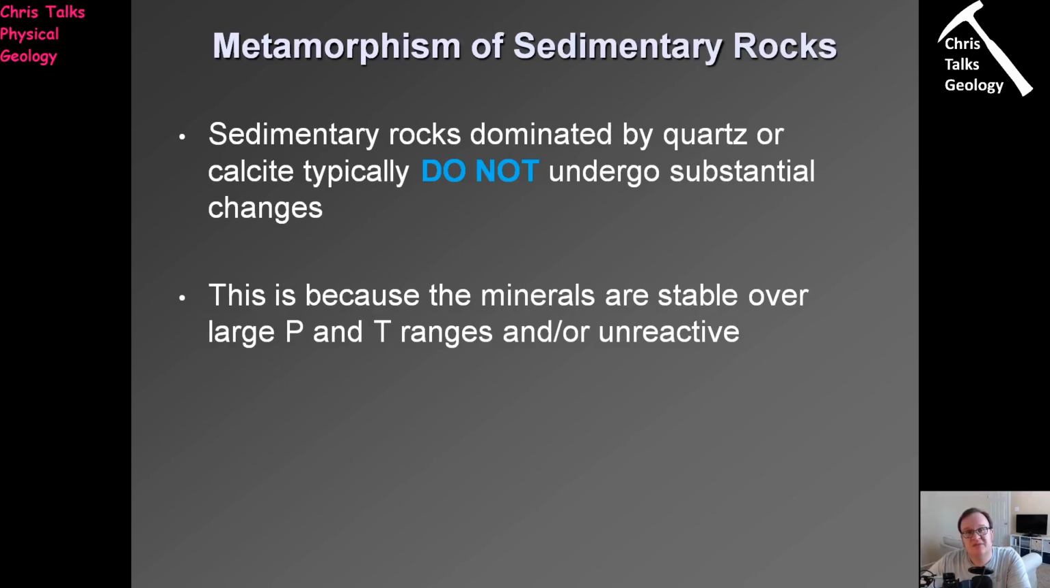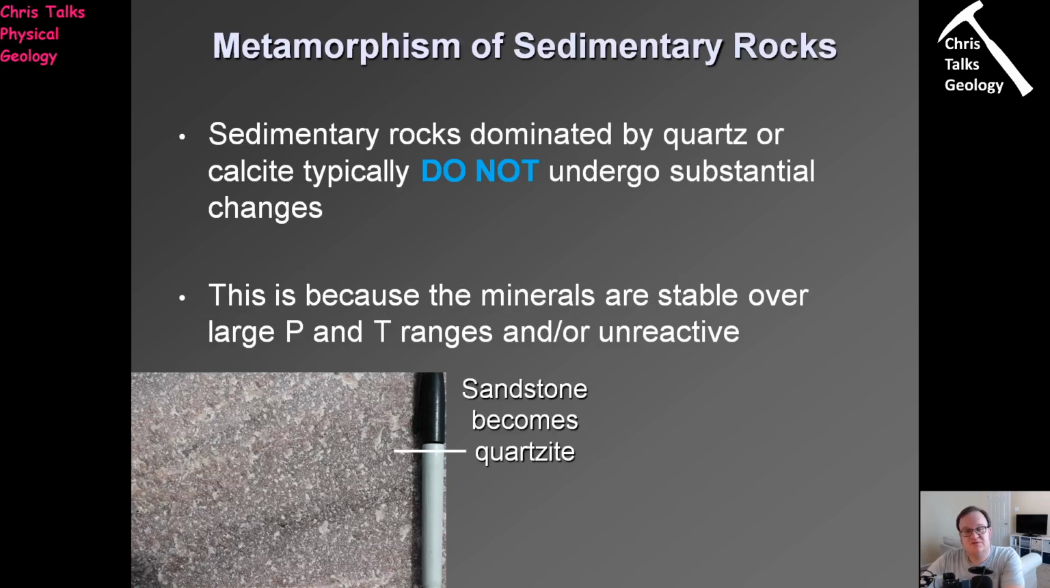Now, when we're talking about the metamorphism of sedimentary rocks, the sedimentary rocks dominated by quartz or calcite do not undergo substantial change, because those two minerals are relatively stable under a high range of temperatures and pressures. So things like a very clean sandstone or a limestone, they're pretty robust during metamorphism.